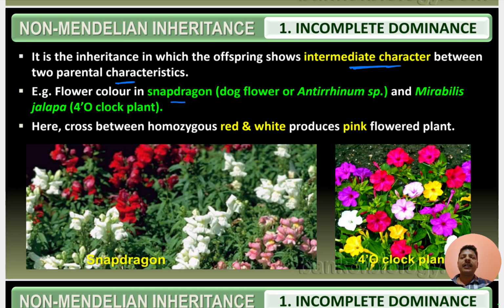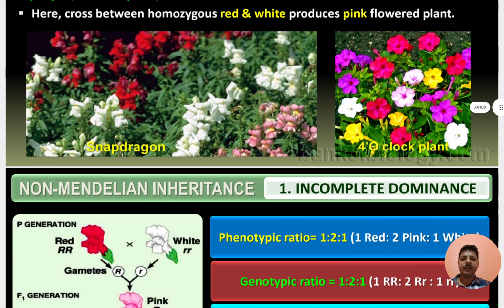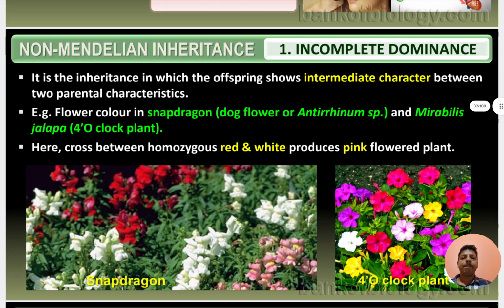Example, flower color in snapdragon, dog flower or Antirrhinum sp., and Mirabilis jalapa, the 4 o'clock plant. Here a cross between homozygous red and white produces pink color flowers, and pink does not mix with the red or the white one. It is called incomplete dominance. Remember the plant names: snapdragon or dog flower or Antirrhinum, and Mirabilis jalapa, that is also called the 4 o'clock plant.